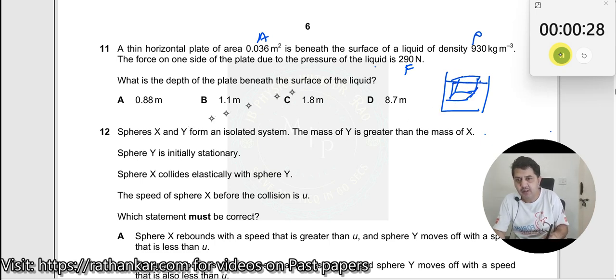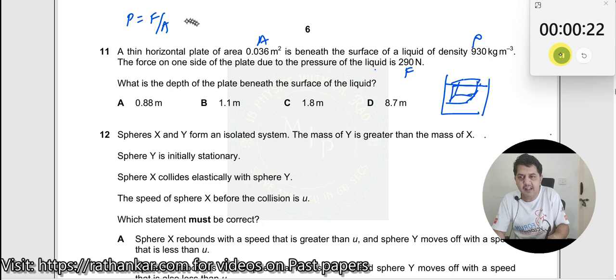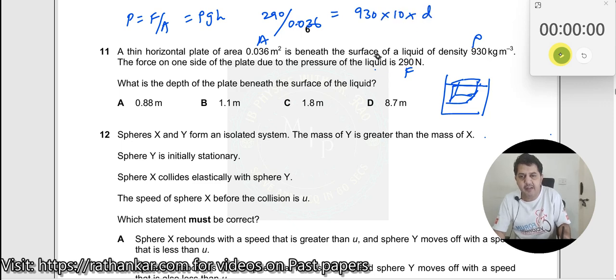Now we know if F and A are given, you can find out the value of pressure. Pressure can be written as force by area. But this can also be given as rho g into h. Let me equate one with the other, where h is nothing but the depth that we need to find. Now what is F here? F is 290. So 290 divided by area 0.036 is equal to rho, which is 930, multiplied by 10 multiplied by d. So you need to get the value of d.